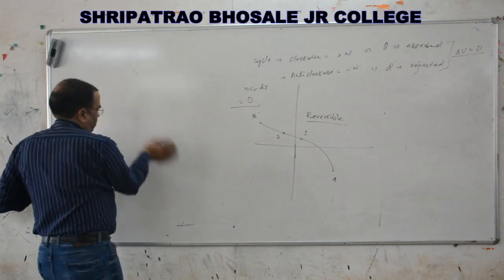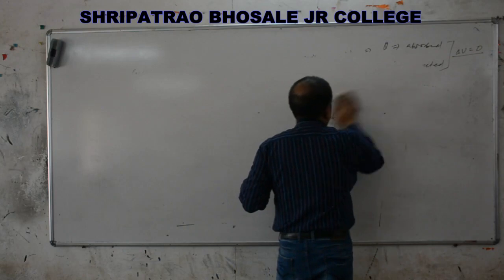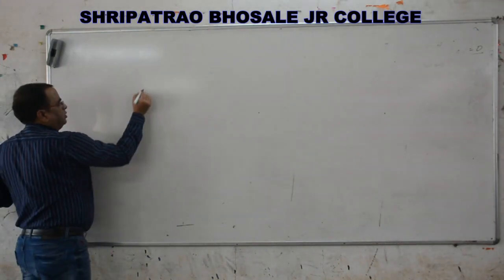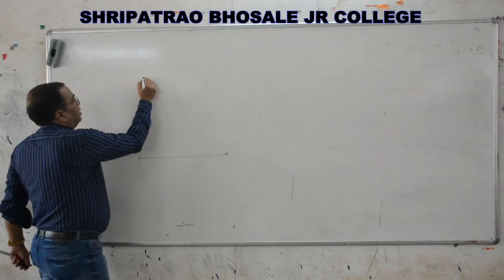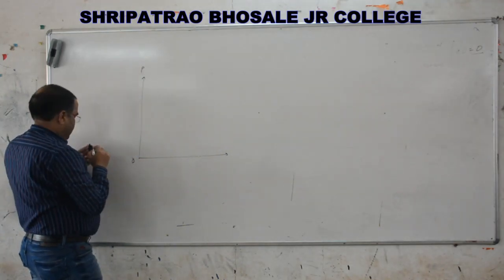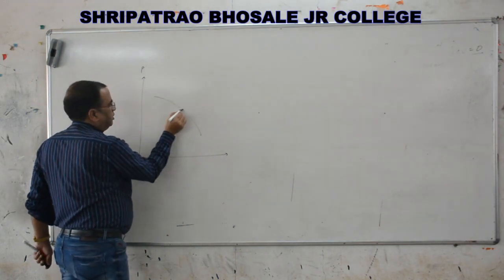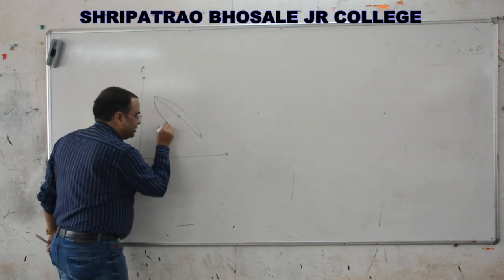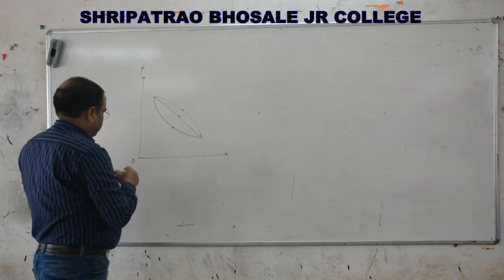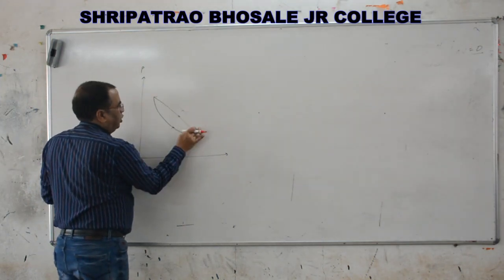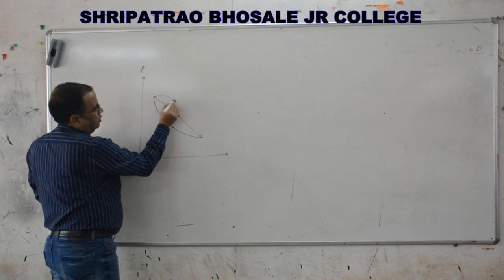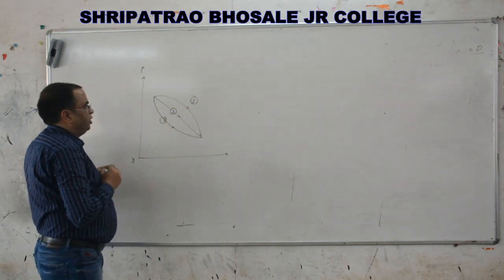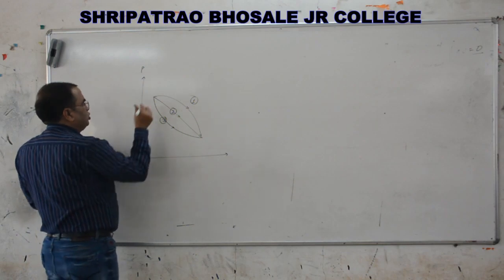Now, just for your understanding, let us have a question. I am giving you a question just for a quick review so that you can understand it properly. Say this is the PV diagram, origin, and there are three processes. This one is process number 1, this is process number 2, and this is process number 3.